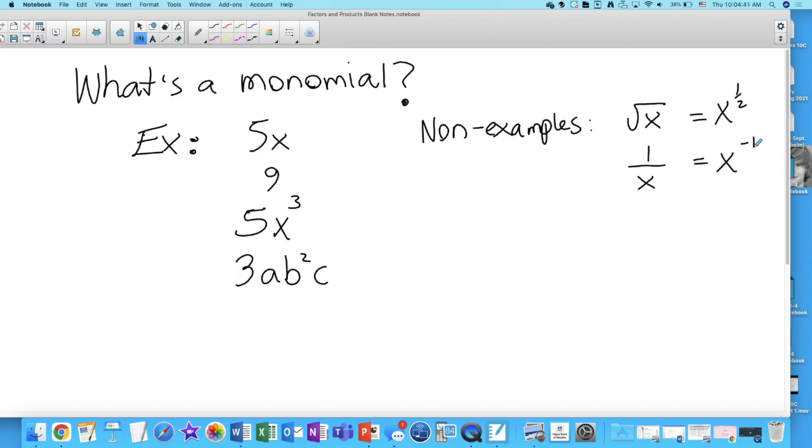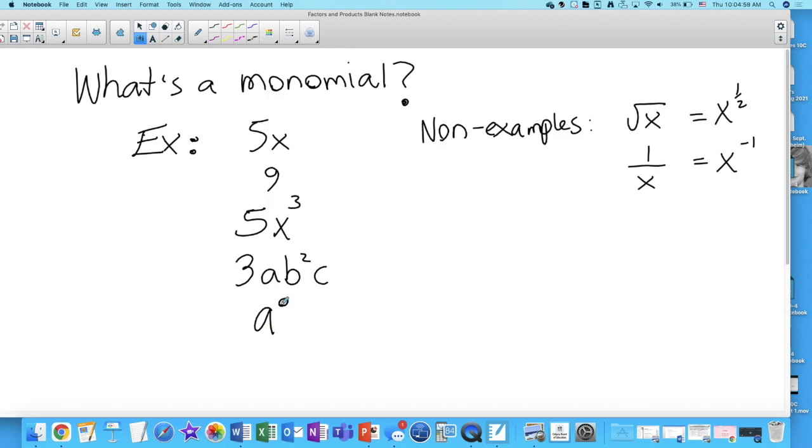Yeah? Can a variable to the power of 0 be a monomial? Yeah, so a variable to the power of 0, a to the 0, that is because it's equal to 1, which is a number. Yeah. Here's another one.